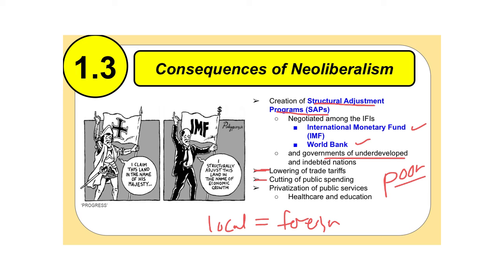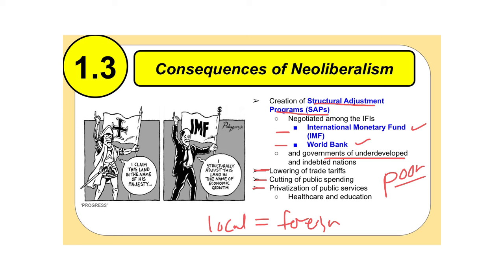So this government is going to have to cut spending from its healthcare, its education, and all of that, because with this structural adjustment program, the IMF and the World Bank are giving them a loan. Well, one of the stipulations of that loan is that you have to cut back your social program spending. And so that means there's going to be no money coming into schools and healthcare and that type of thing.